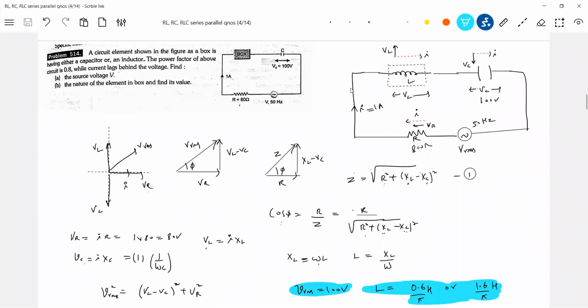Sir, we did not get a quadratic, sir. He won't get a quadratic, sir, because he already gave that current lags behind voltage, so only one of them will be correct. 1.6 will be correct. Oh, yes, given current lags behind the voltage. Then okay. If it doesn't mention current lags, then we'll get two values. So I'll take out this one then.